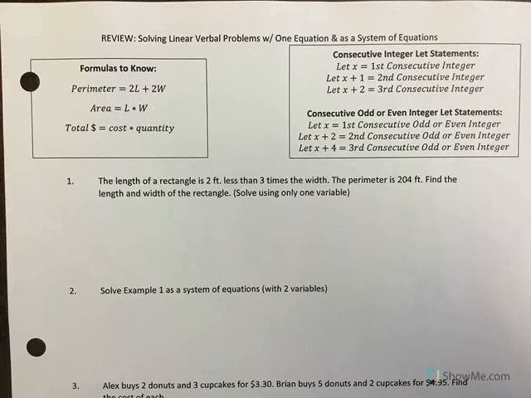So one thing that we have to remember here is that if it's a consecutive integer, that means that it's one right after the other. For instance, consecutive integers would be like 1, 2, 3, and so on and so forth. Which is why for consecutive integer let statements, the first consecutive integer is always x. The next one would be x plus 1, because in order to go from 1 to 2, you have to add 1. And the next let statement would be x plus 2, because in order to go from 1 to 3, you would have to add 2.